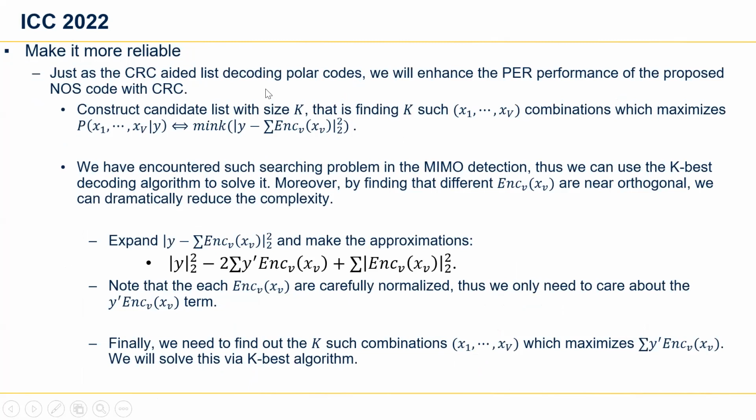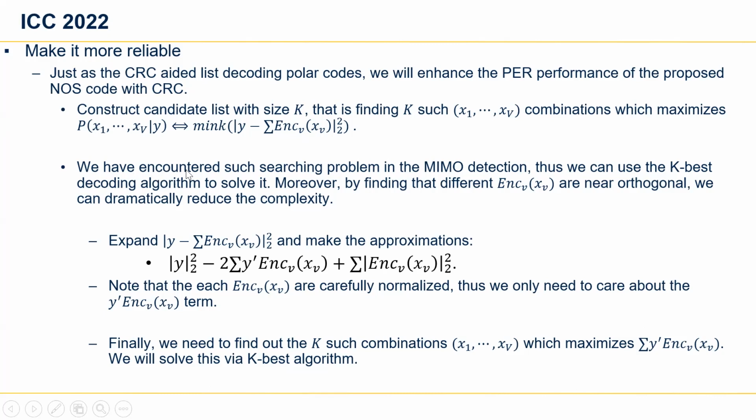Just as with CRC-aided list decoding polar codes, we wish to enhance the performance of our proposed near-orthogonal superposition code with CRC. That means we need to construct a candidate list with size K, and that is to find K combinations which maximize the posterior probability. Given the superposition nature of our code, and given that the channel is the AWGN channel, maximizing the posterior probability is equivalent to minimizing the L2 distance between the received signal Y and the summation of the codewords.